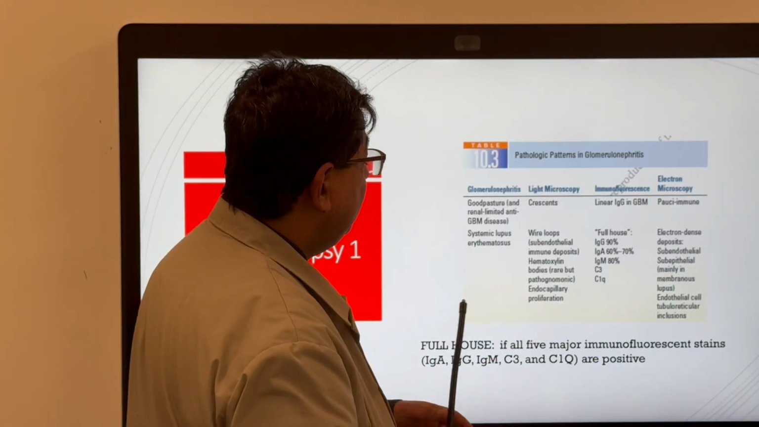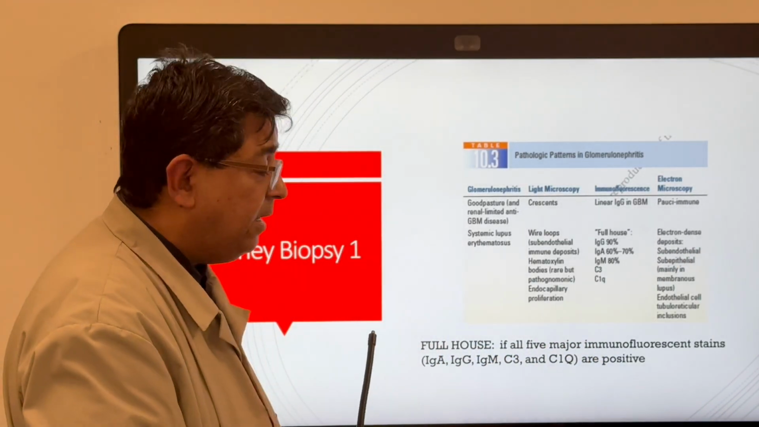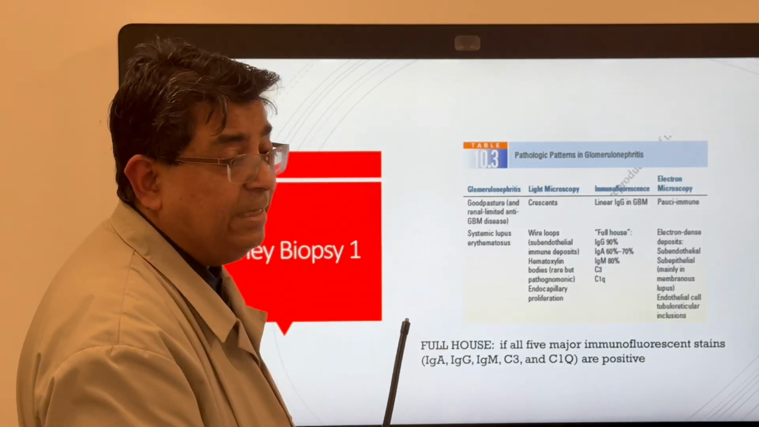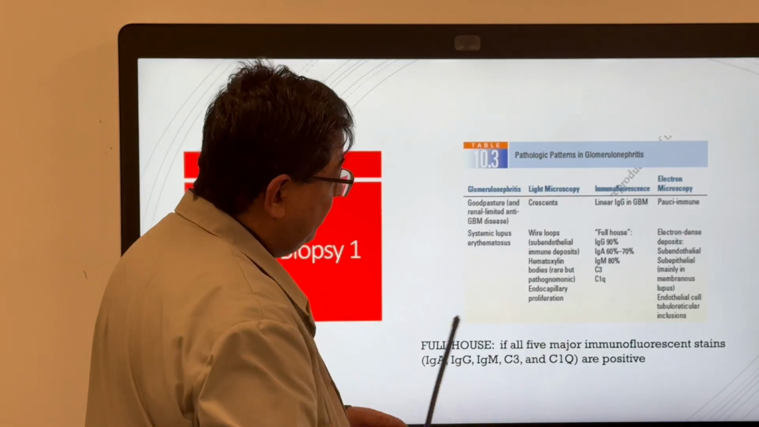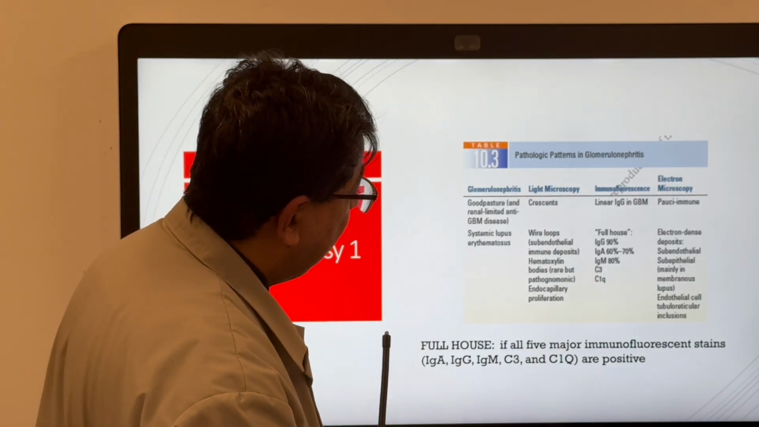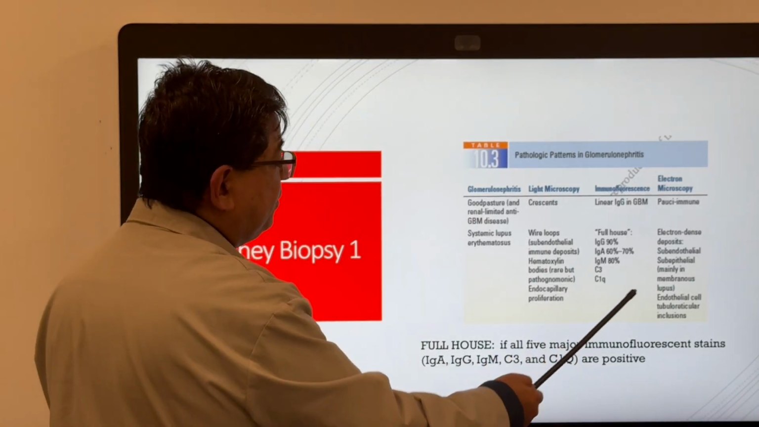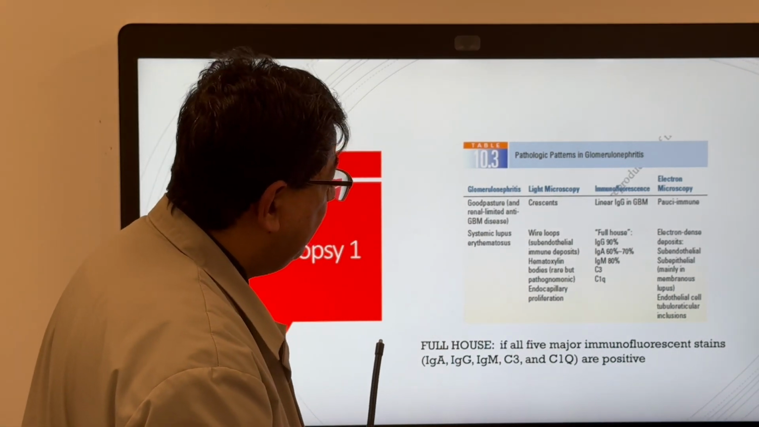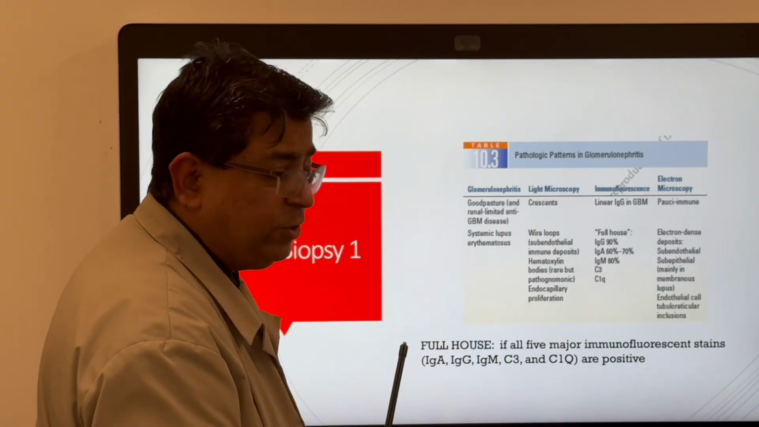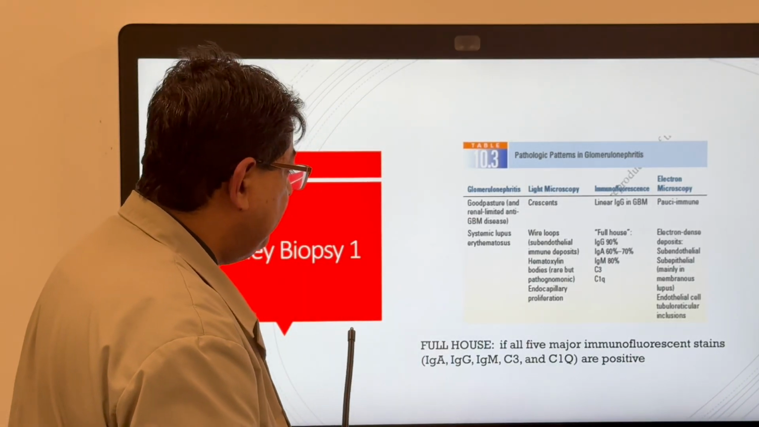If you have lupus, it can have a membranous appearance, and that would be a class 5 lupus. And there you will see some subepithelial immune complexes. And then actually there's a classic finding called the tubuloreticular inclusion, which I will show when I do an actual talk on lupus.